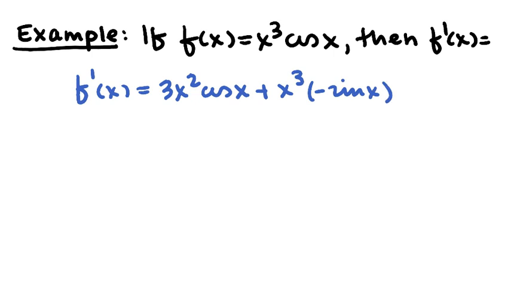Now, if you wanted to, you could rewrite this as 3x squared cosine x minus x to the third sine x. You could factor out a couple of powers of x if you wanted to, but you'd be no more correct than what I've got written right here. So I'm just going to stop right there.